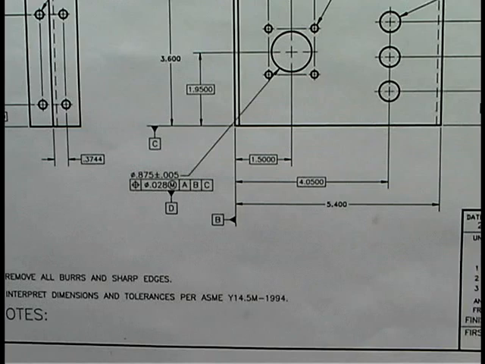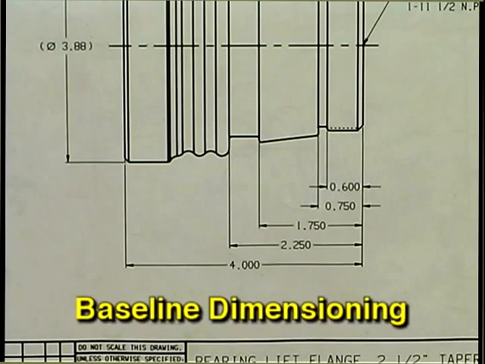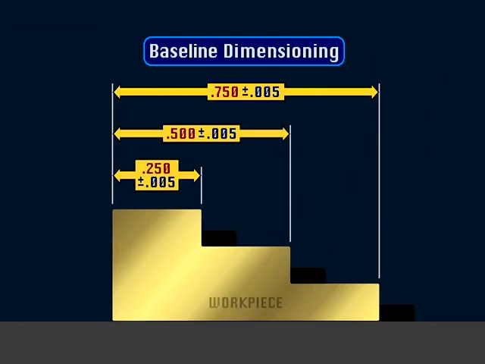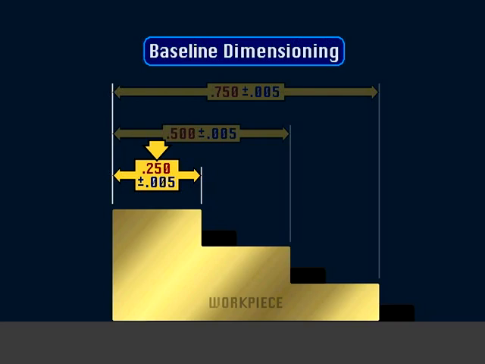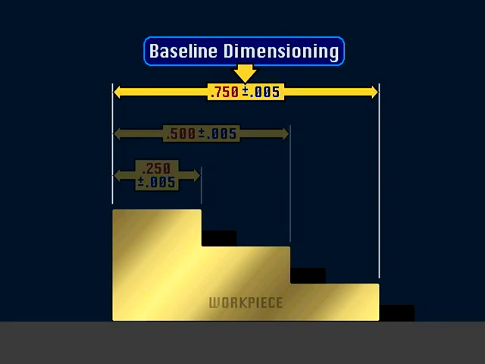Prints can also be baseline dimensioned or chain dimensioned. Most modern prints will be baseline dimensioned. Each feature on a workpiece will have its own tolerance that will not affect other features or tolerances on the workpiece. For example, each feature is referenced from the left edge on this baseline dimensioned workpiece. The first feature measured from the left edge is 250 thousandths plus or minus 5 thousandths. The second feature is 500 thousandths plus or minus 5 thousandths. And the third feature, the total length of the workpiece, is 750 thousandths plus or minus 5 thousandths.